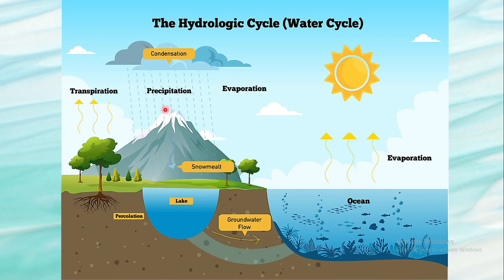When it rains or it precipitates, the water or the snow runs off the surface back into the oceans. This process is called runoff. This is how the cycle is completed.